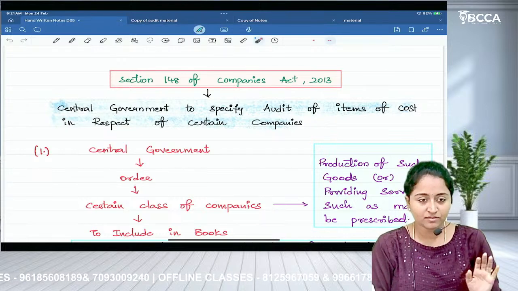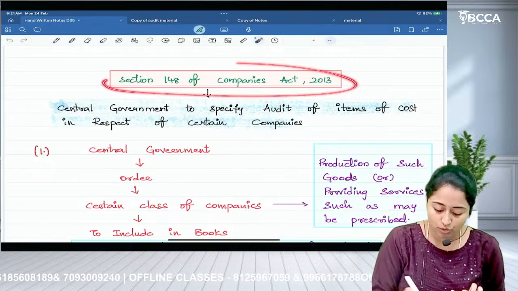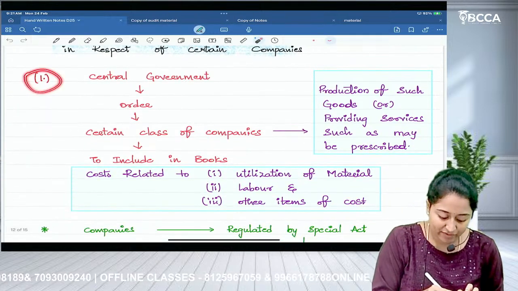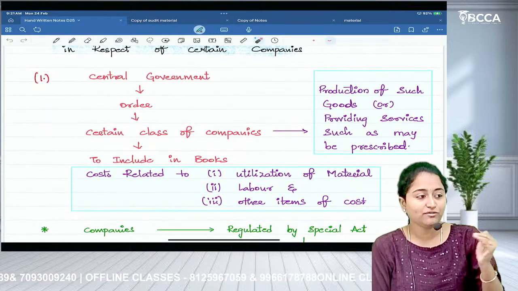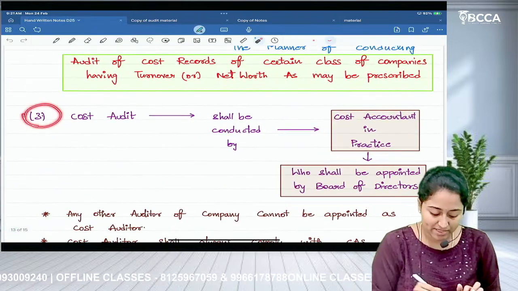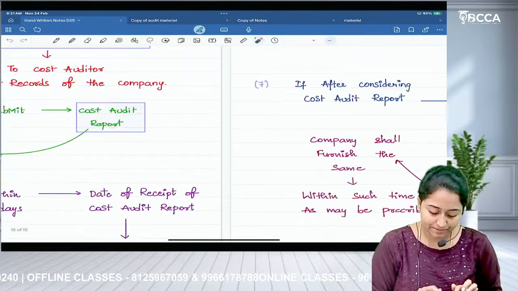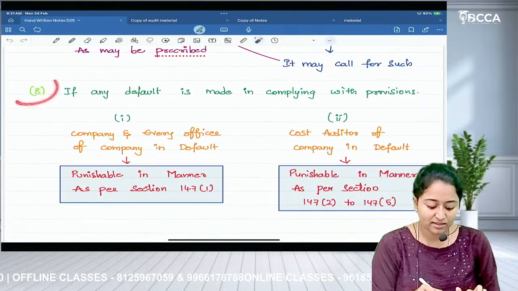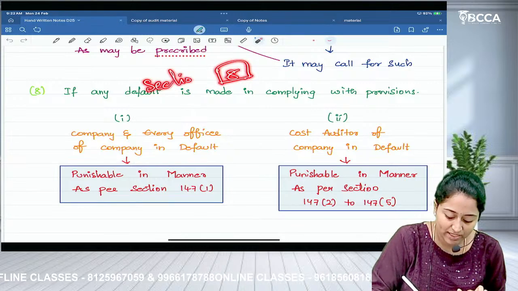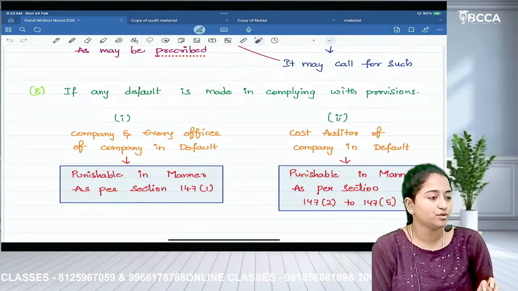You're getting it, right? Understanding? Okay. So now we are going to learn about section 148 of Companies Act 2013. Whatever I have given here are subsections: 148 subsection 1, 148 subsection 2, 148 subsection 3, 4, 5, 6, 7, and 8. We have 8 subsections in section 148. Now, what is each subsection telling us? We are going to see them one by one.